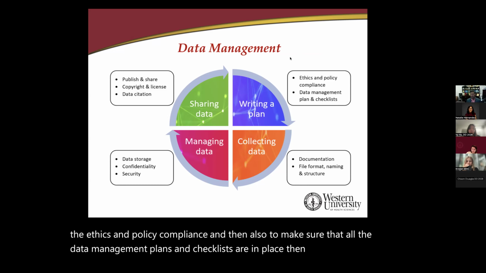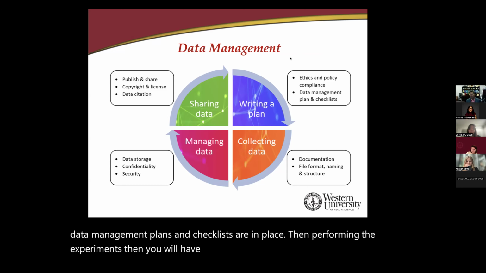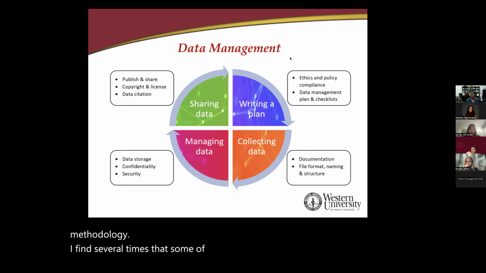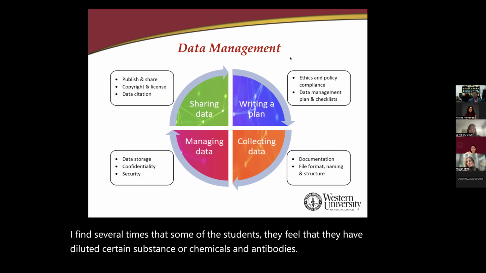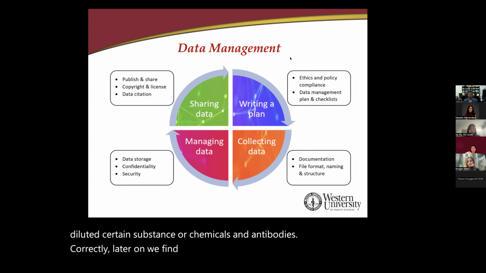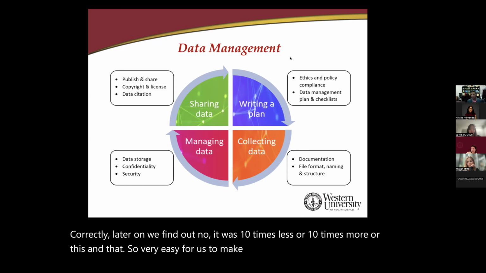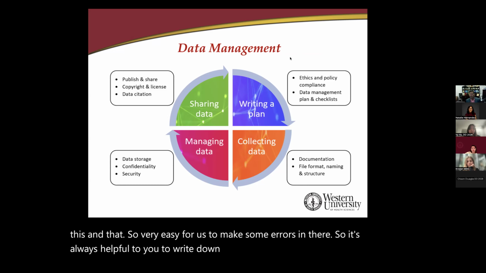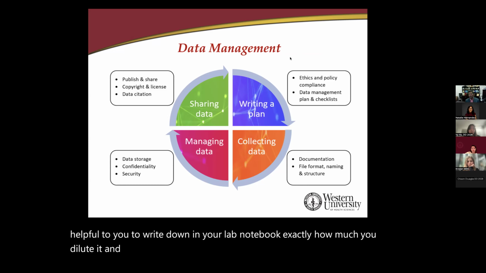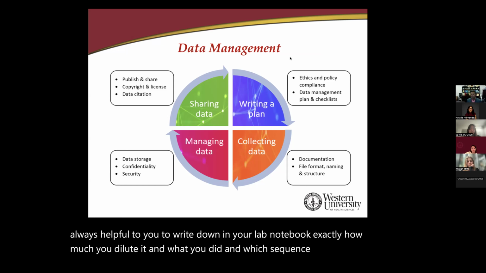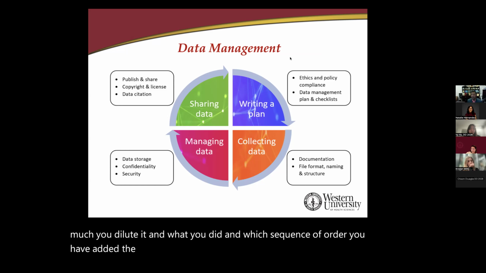Then performing the experiments, you will have to write each and every methodology. I find several times that some of the students feel that they have diluted certain substances or chemicals and antibodies correctly. Later on, we find out, no, it was 10 times less or 10 times more of this and that. So it's very easy for us to make some errors in there. So it's always helpful to write down in your lab notebook exactly how much you diluted and what you did and in which sequence you added the substances. That really helps you in performing your experiments and achieving good data.